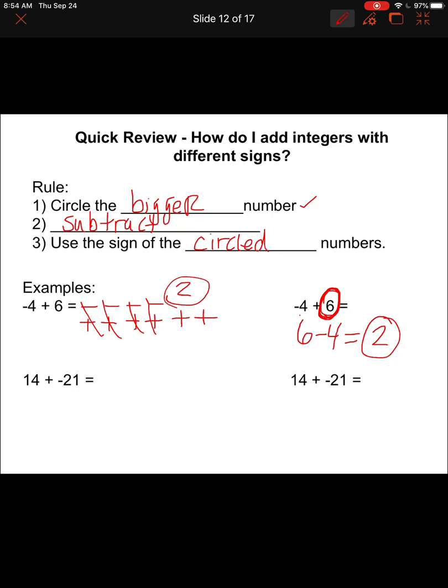Okay? Then I have 14 plus negative 21. I am not going to sit here and add or draw 14 plus signs and then negative 21 signs. Not going to happen. So what I am going to do is follow my rules. I'm going to circle the bigger number, which is 21. I'm going to subtract 21 minus 14, which gives me 7. I'm going to use the sign of the circled number, which is 21, so that's negative, so my answer is going to be negative 7.